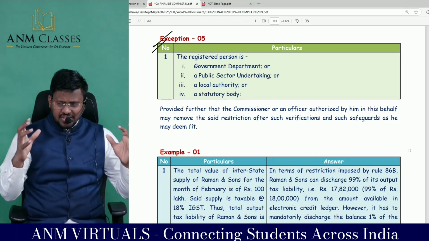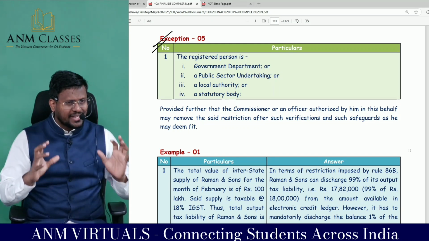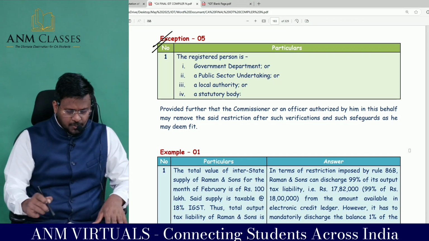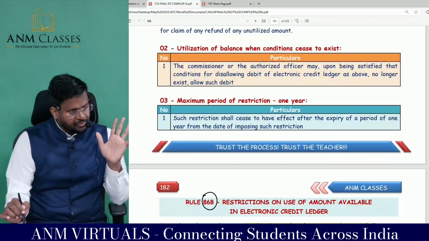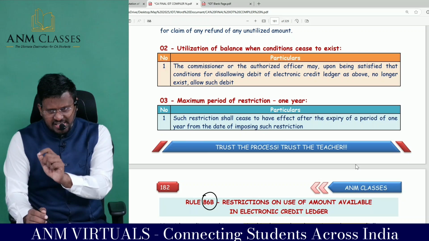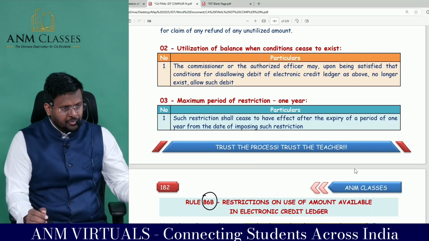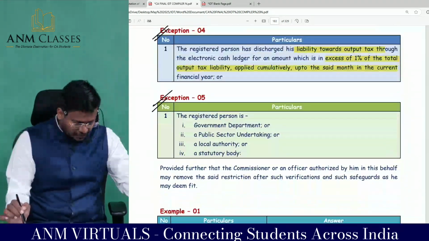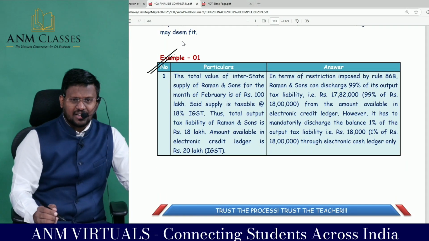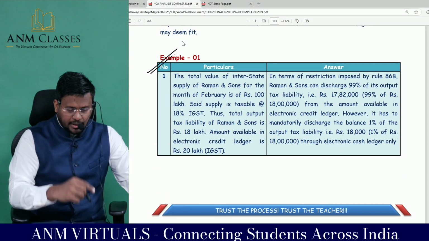So if the case or circumstance falls under these 5 exceptions, then the 99% restriction will not be applicable as per rule number 86B. So there are 2 restrictions, rule number 86A and rule number 86B. Sir, rule number 86B we have done. Sir, I'll be reading one example. Everything has been done in the class, but just to get a feel for 86B.